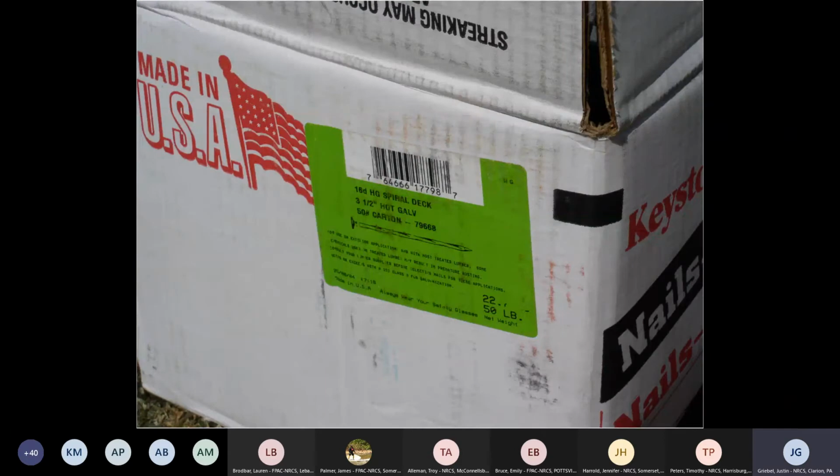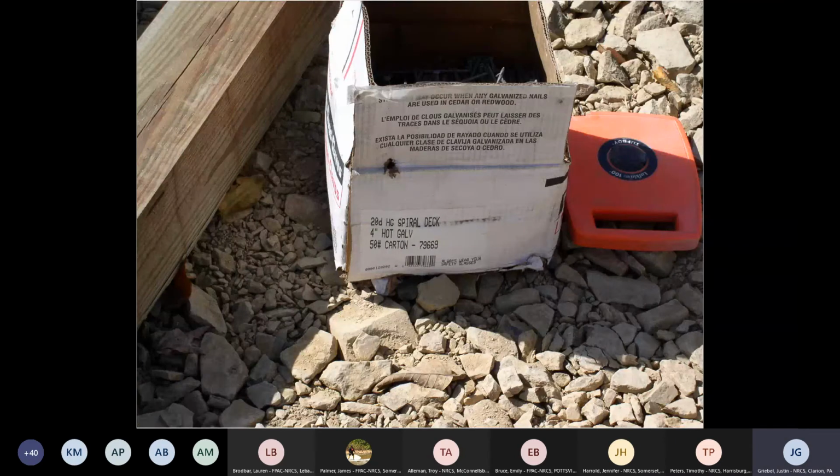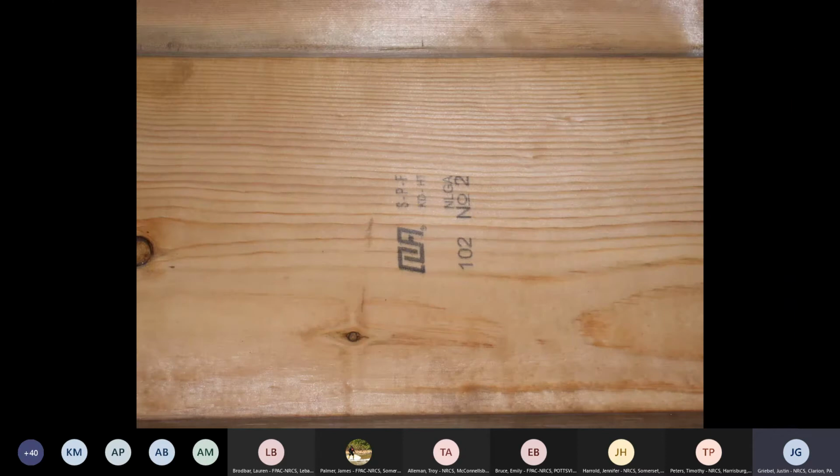More things you need to be looking at on a construction site, just looking at the details of the nail cartons. I've got 3.5-inch hot dip galvanized 16-penny nails. Looking at another box of hot dip galvanized spiral nails. And here we're looking at typical inspection grade on lumber.